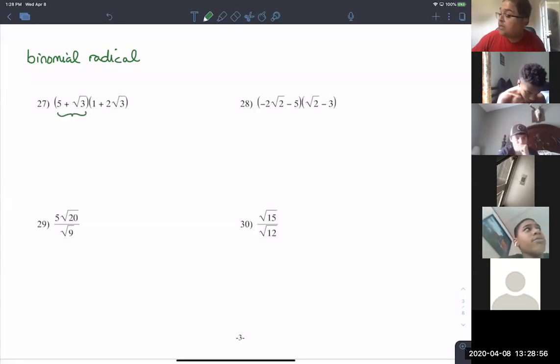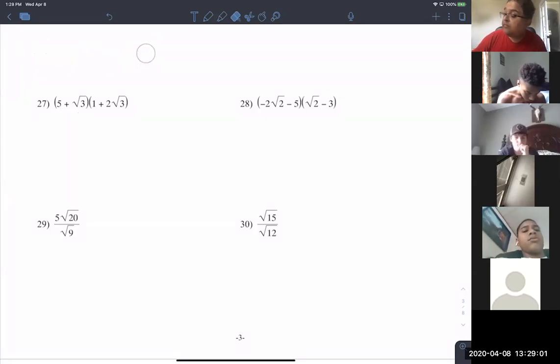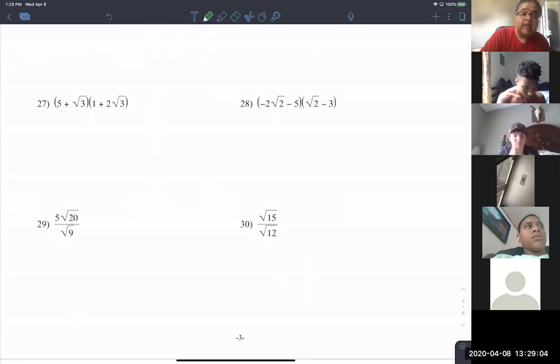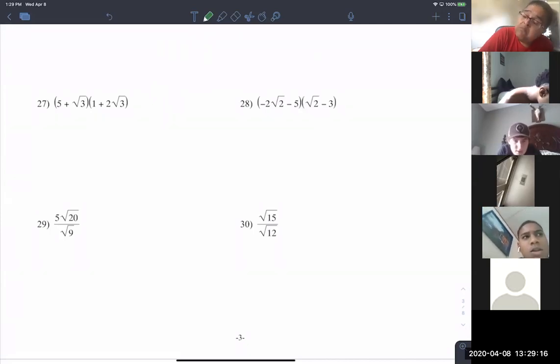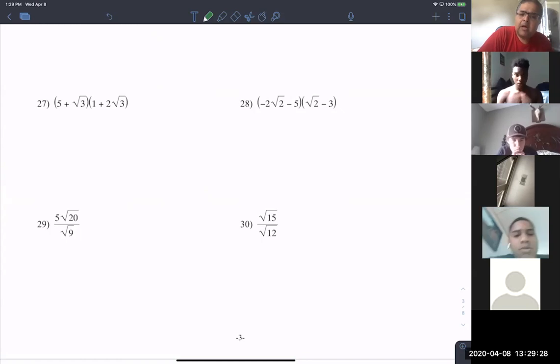So how do I multiply 2 binomial radicals? Y'all remember? How do I multiply 2 binomial radicals? Don't you have to put the same number under the radical? No, that's when you're adding or subtracting 2 radicals. The number underneath the radical must be the same. But when you're multiplying 2 binomial radicals, it's a little bit different.